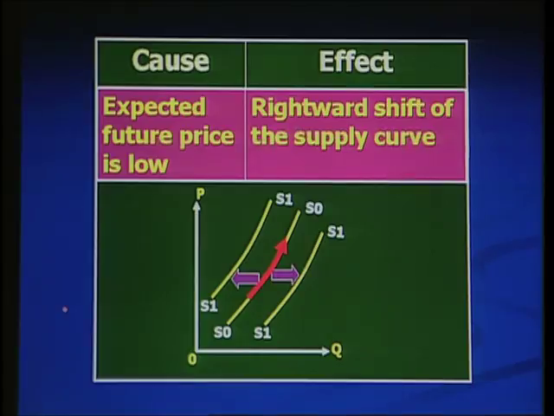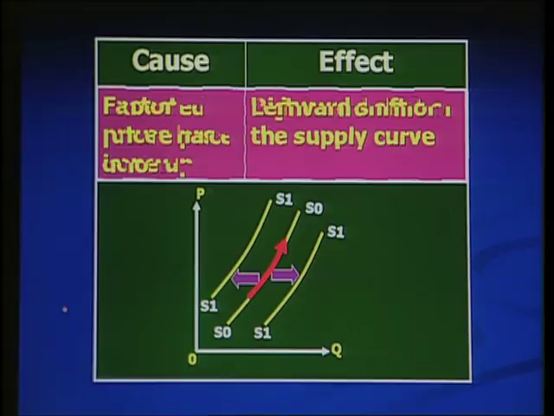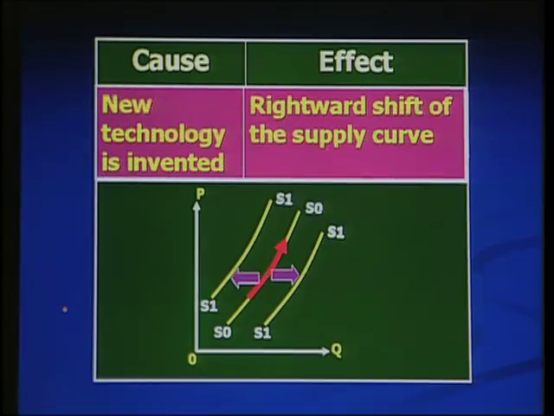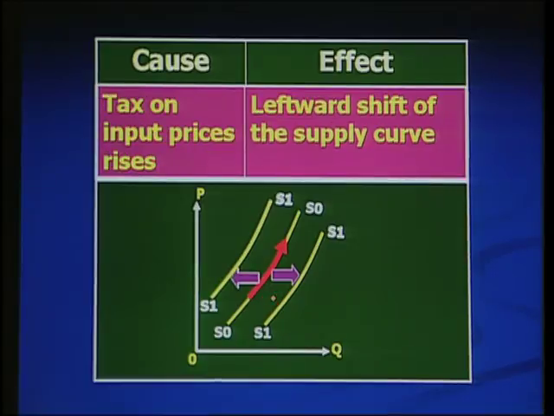If the expected future price is low, we can see the rightward shift of the supply curve. If the factor prices have gone up, we can see the leftward shift of the supply curve, and if new technology is invented, we see the rightward shift of the supply curve. And if the tax on input prices rises, we can see the leftward shift of the supply curve.